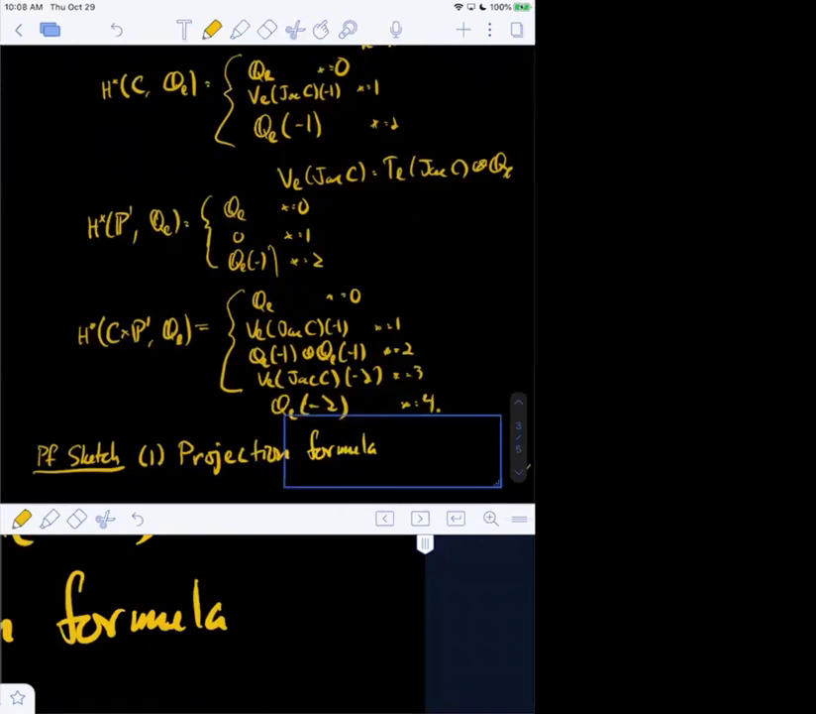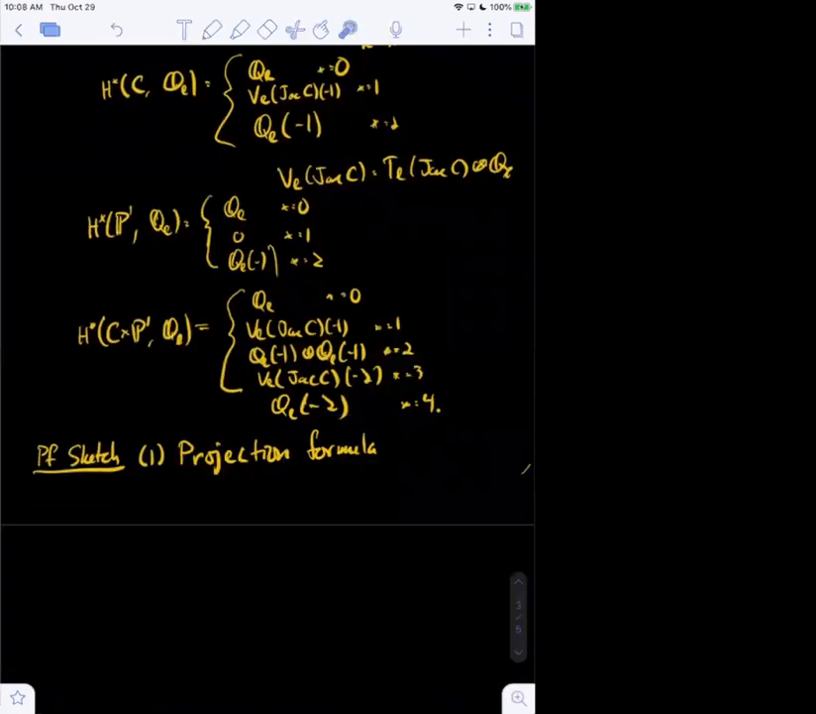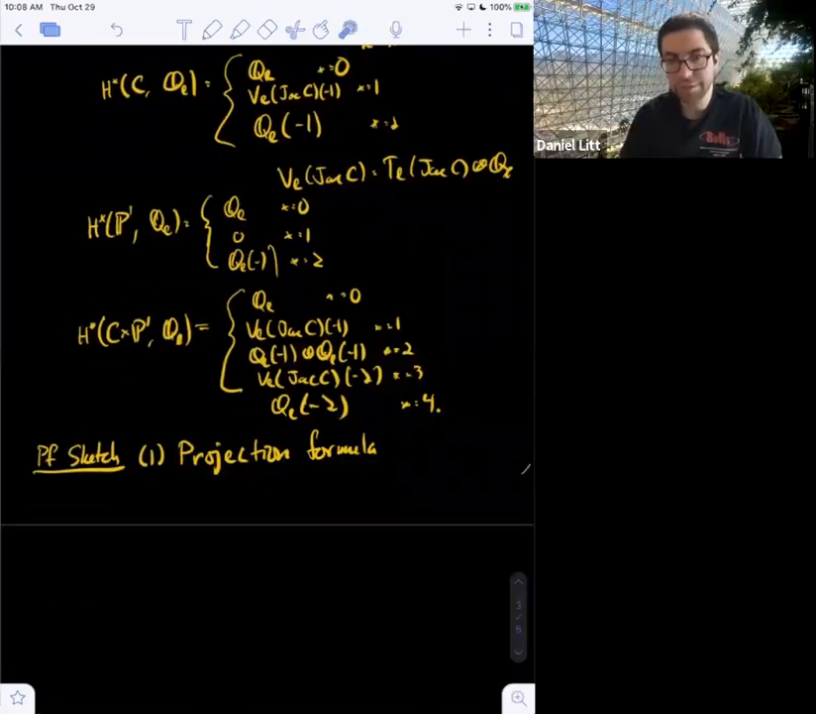Can I ask? I'm sorry. Just as a big picture, what do we gain by computing these cohomology groups? What do I know about the variety if I know that H1? Like in this case? Yeah, for instance.